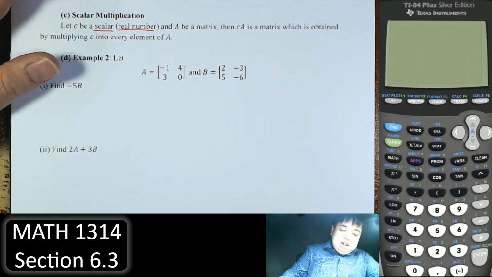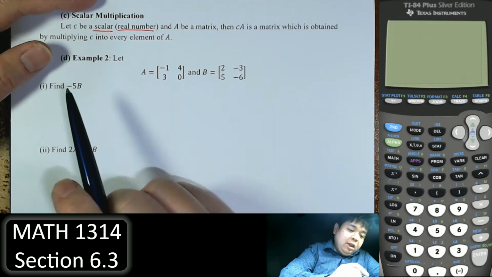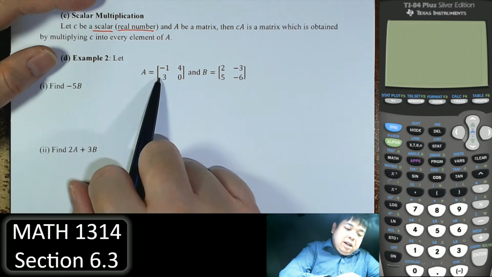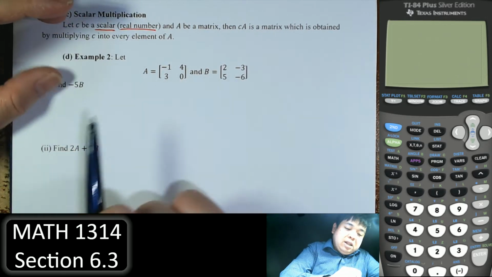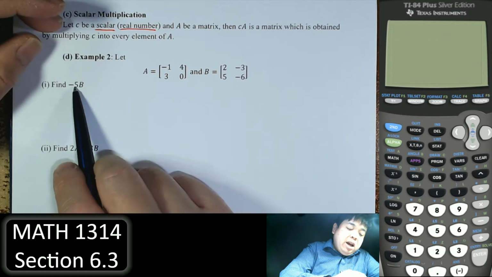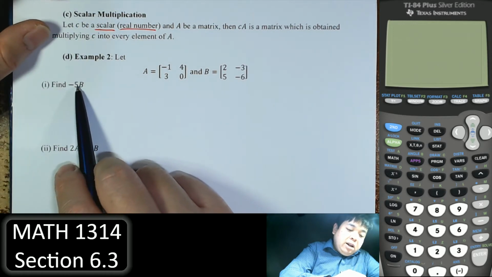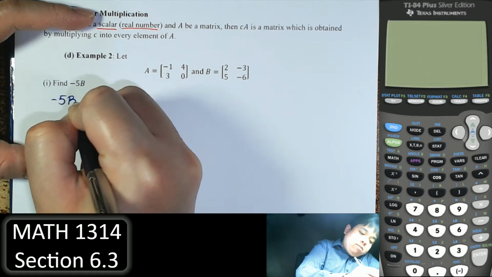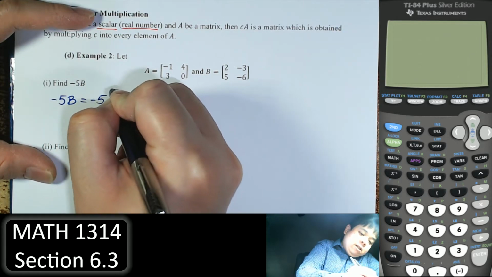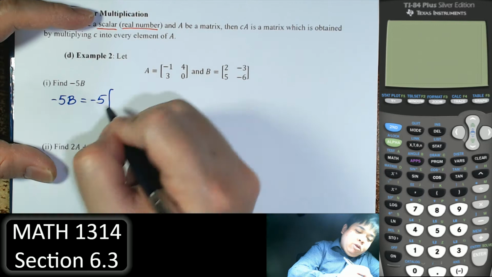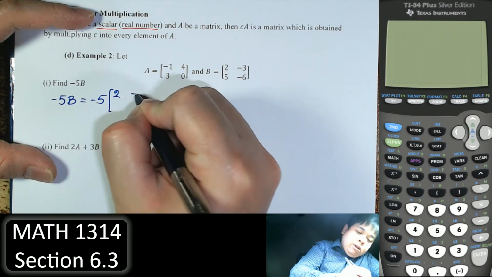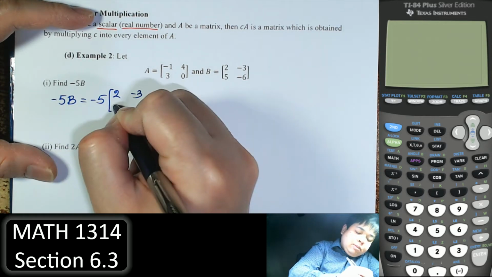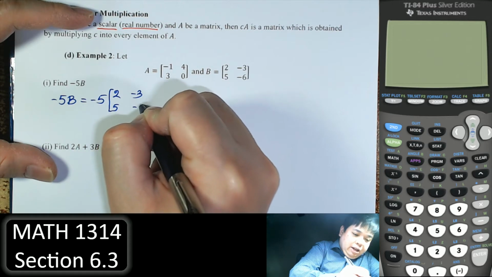So let's look at this example. Matrix A is that, matrix B is that. Now find negative 5 times B, negative 5 times the matrix B. Matrix B: 2, negative 3, 5, and negative 6.